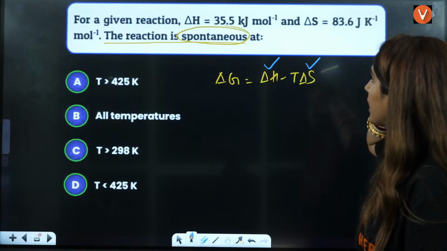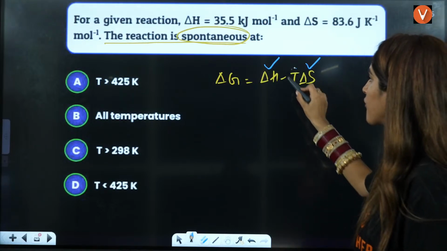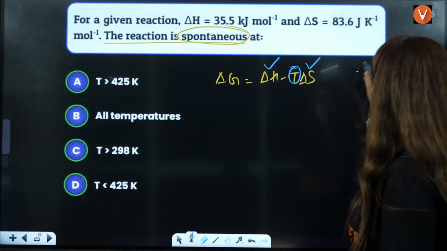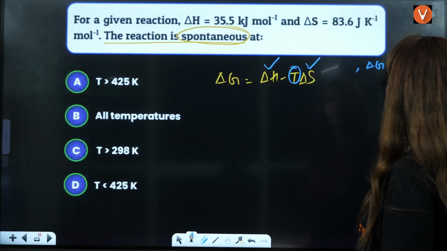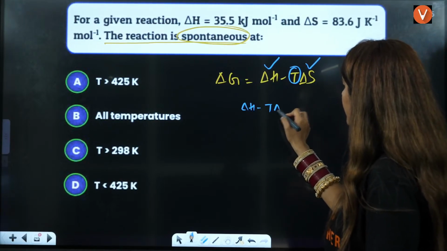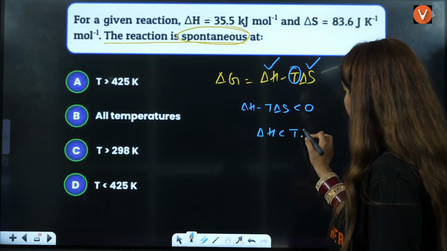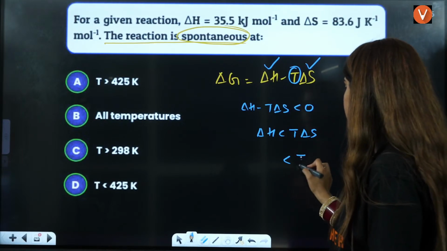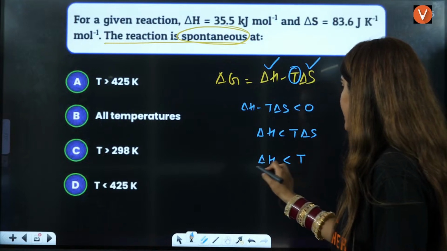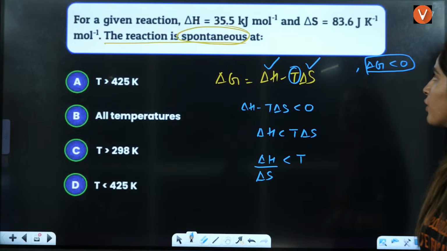Temperature, if they are not given, they are saying temperature only you have to see, right? So you need to have delta G as negative. That means delta H minus T delta S should be negative. That means delta H should be less than T delta S. That means T should be greater than delta H by delta S. So just put these values and get your answer.